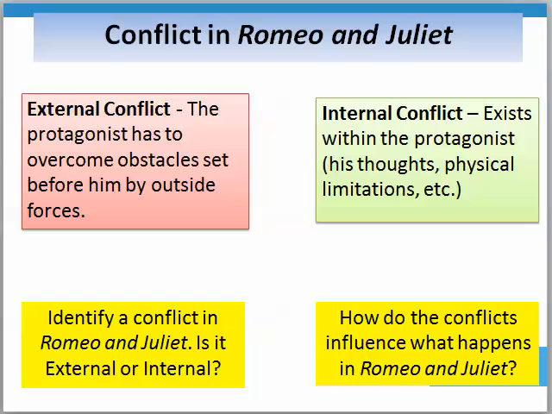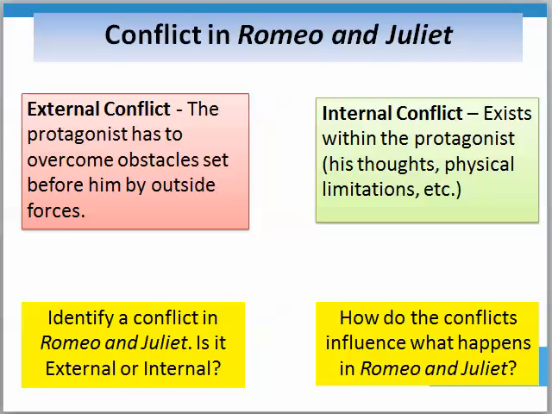Also, let's look at the different types of conflict that we see in Romeo and Juliet. And remember, an external conflict is where the protagonist has to overcome obstacles that are set before him by outside forces. An internal conflict exists when the conflict is with his thoughts or physical limitations.